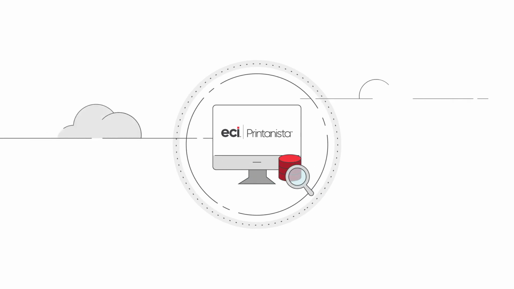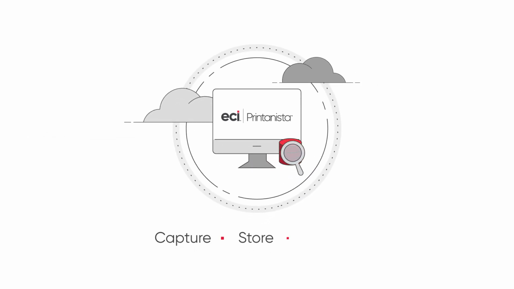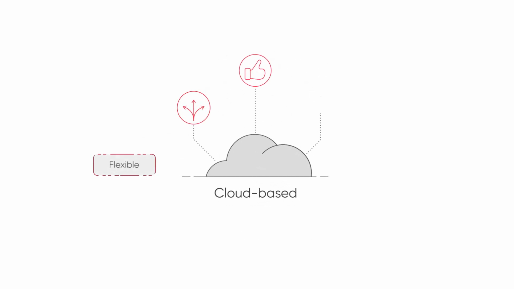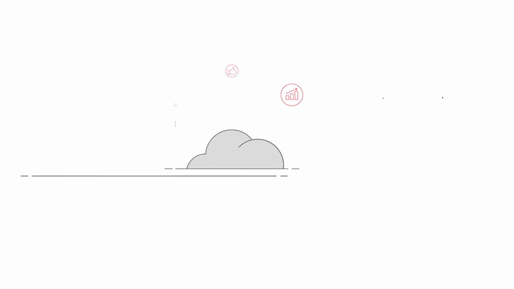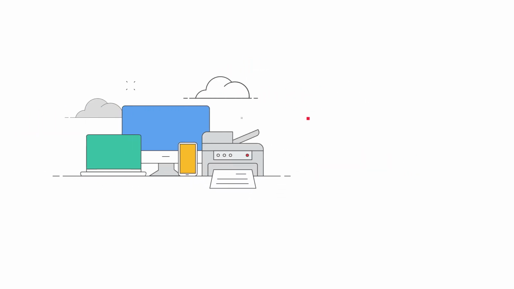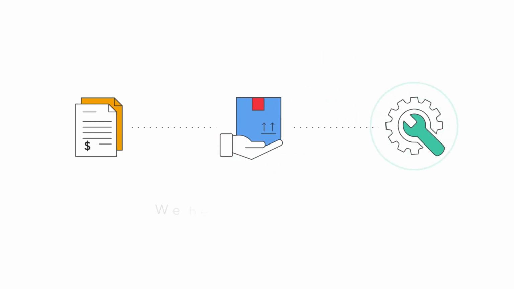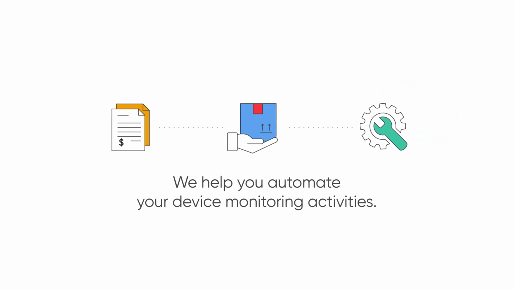Printanista is a cloud-based solution that captures, stores, and analyzes critical device information from your customer environments. This cloud-based solution is flexible, easy to use, and helps you make the most out of your device data. This device-agnostic solution securely collects meters, supply information, device alerts, and attributes, regardless of make, model, or manufacturer. From billing to supplies fulfillment and predictive service, we help you automate your device monitoring activities.